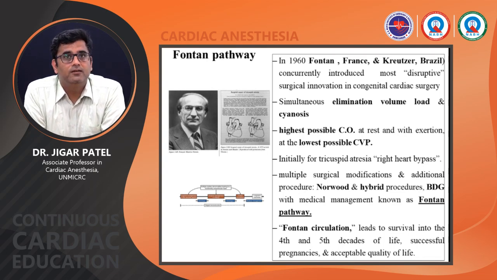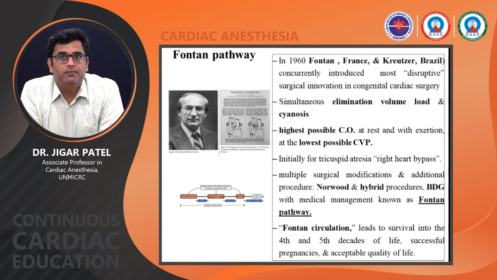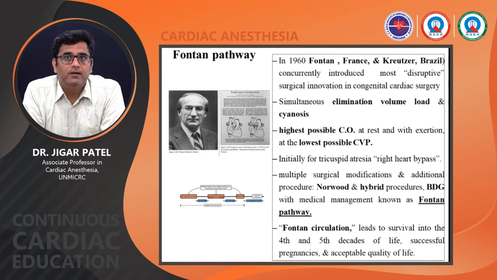So initially they did this operation for tricuspid atresia, and it is also known as a right heart bypass. Over time, multiple surgical modifications occurred, and additional procedures like Norwood and hybrid procedure, then BDG, along with medical management between the interstages, are known as the Fontan pathway. Through this Fontan pathway, the circulation, which is called Fontan circulation, leads to survival into the 4th and 5th decade of life with successful pregnancy and acceptable quality of life.